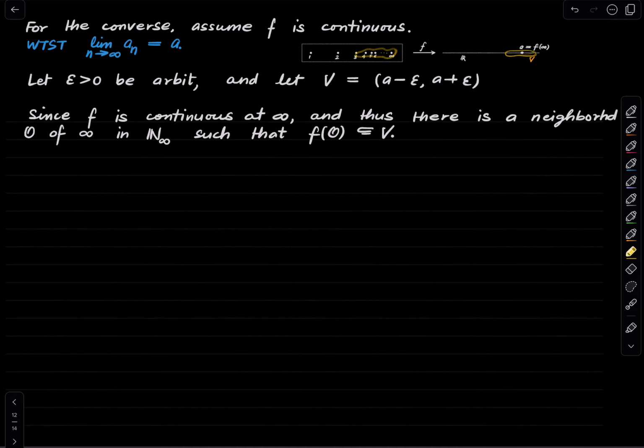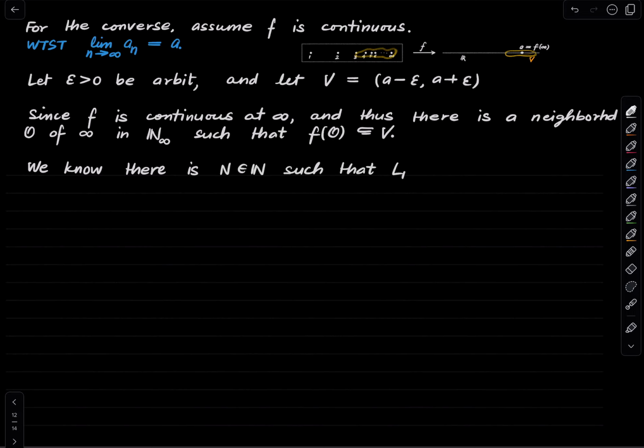Okay. But since O is a neighborhood of infinity, we know that there is some natural number such that this tail is contained in O, because neighborhoods of infinity contain tails. Therefore, this thing goes inside V. Since the image of this goes inside V, the image of that will also go inside V.